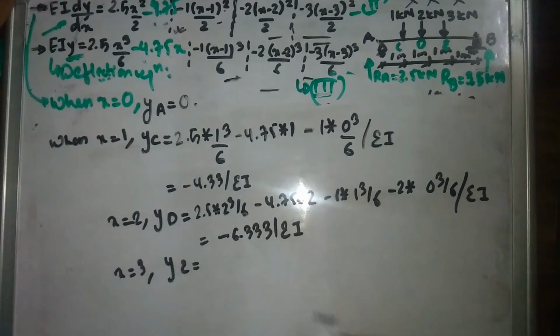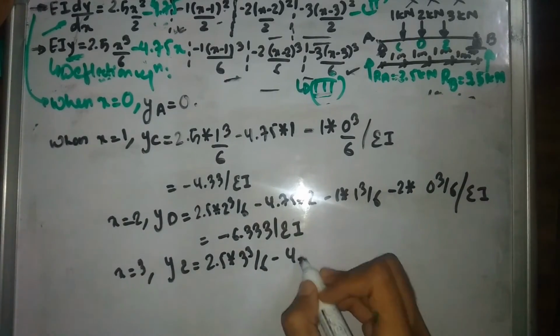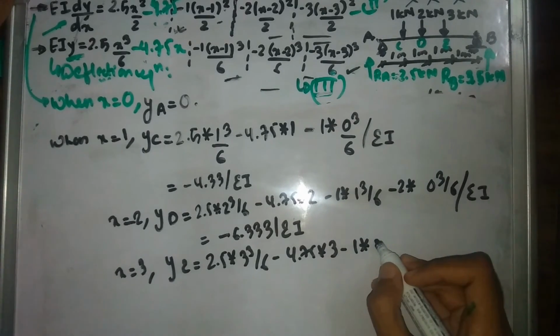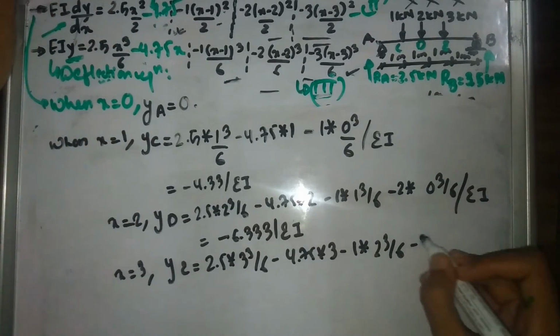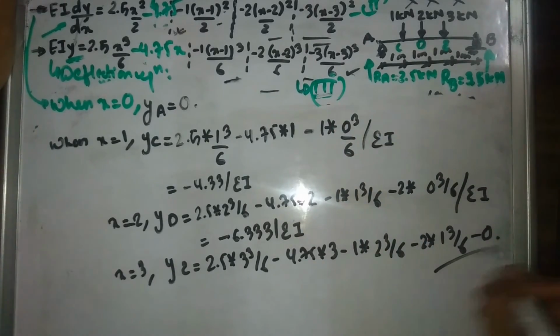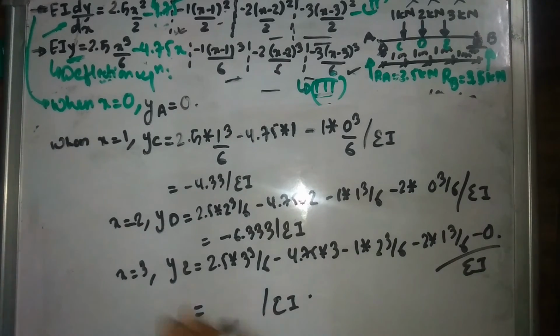Similarly, when x equals 3 meter, we're going to move up to here only. So we're going to get 2.5 into 3 cubed divided by 6 minus 4.75 into 3 minus 1 into 3 minus 1 is 2 cubed by 6. So just look at this equation and put down your values. Minus 2 into 3 minus 2 is 1 cubed by 6. The last term is going to be minus 0, whole divided by EI, and we are going to get a certain value. Do the calculations on your own, and you get your value as minus 4.667.